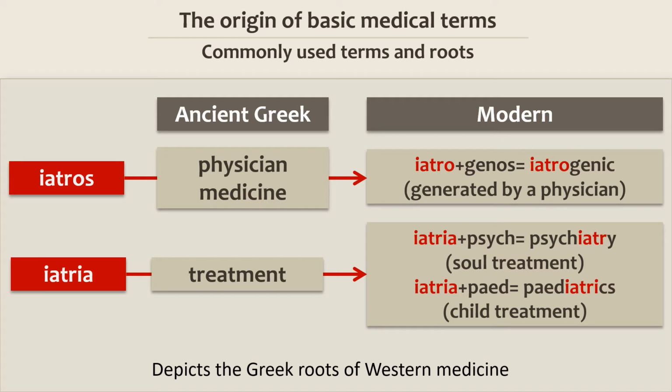Now let's talk about the roots iatros and iatria. The ancient Greek word iatros was used to refer to physicians or medicines. Another word, iatria, comes from the same root and means treatment. In modern language, both words are used as roots of some medical terms. For example, psychiatry, which means soul treatment, pediatric, which means child treatment, iatrogenic, which means generated by a physician, phoniatria, which means voice treatment, geriatrics, which means treatment of the elderly people, otiatry, which means ear treatment, and so on.